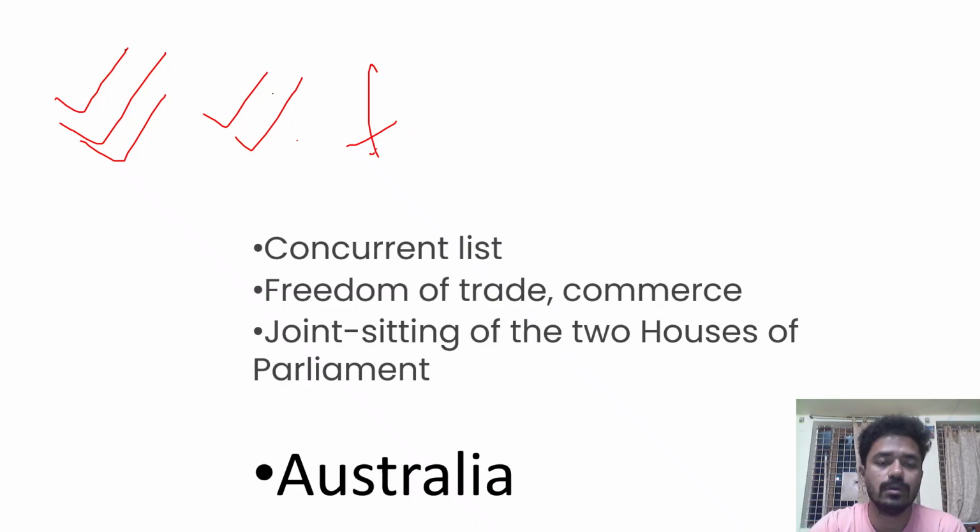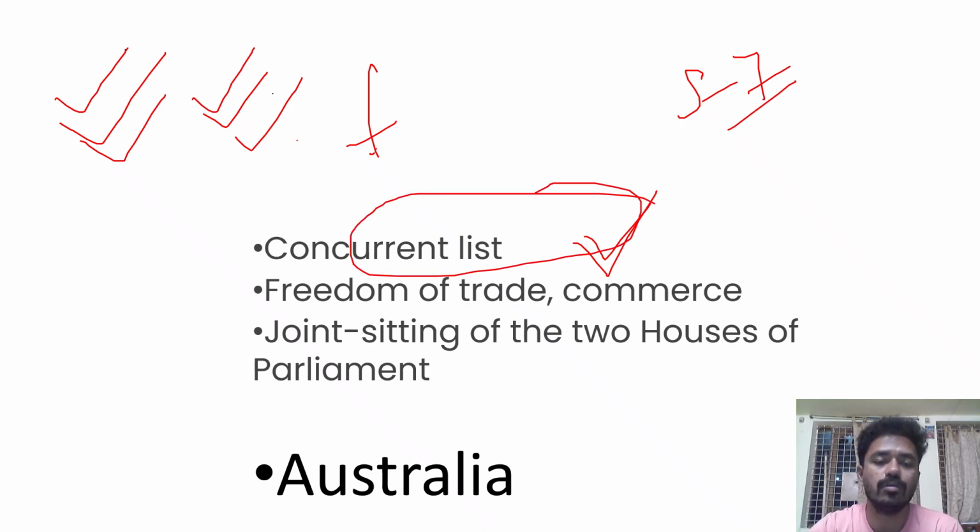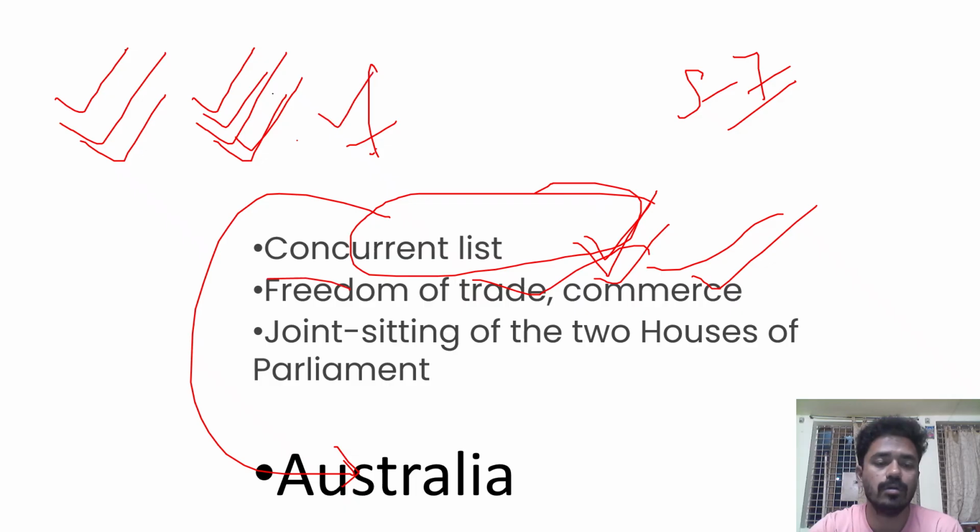And next one, concurrent list. Just now we have seen Schedule 7 is dealing with the union list, state list, and concurrent list. So the concurrent list is borrowed from the Australian Constitution. And next one, freedom of trade and commerce is also borrowed from the Australian Constitution.